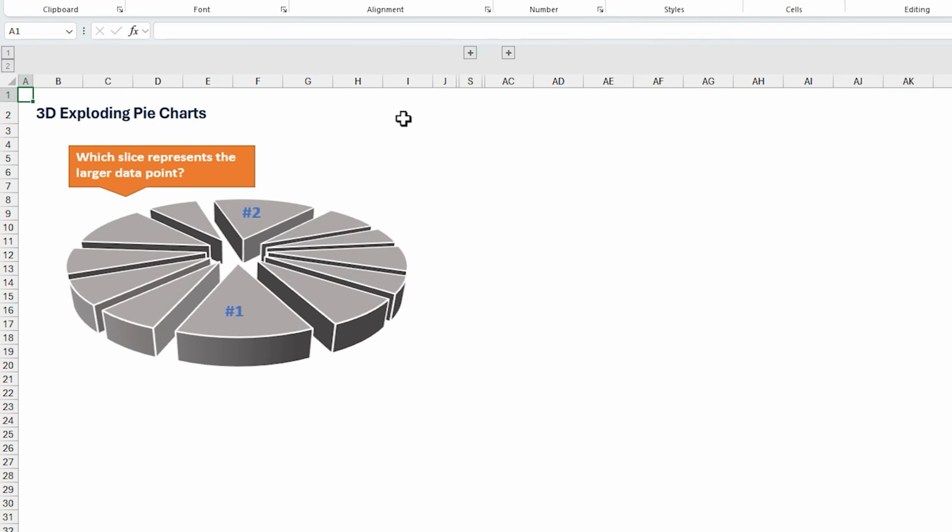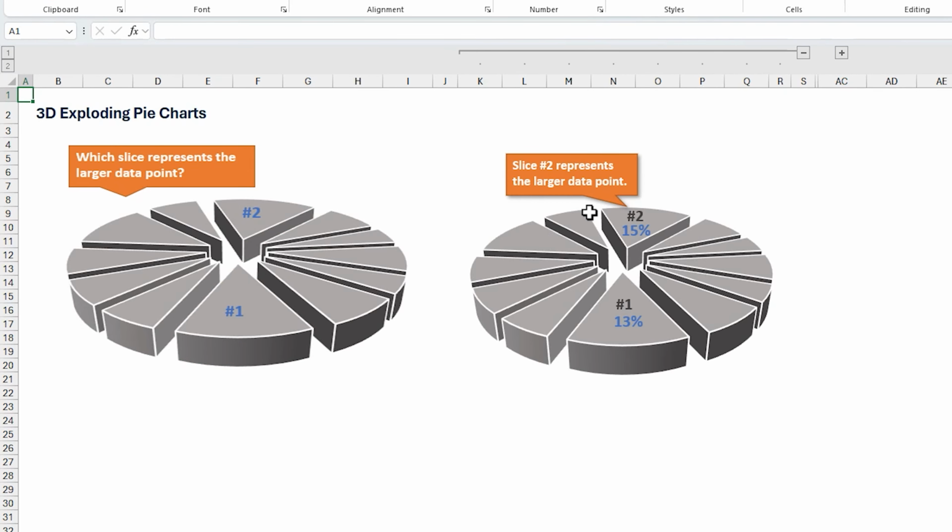And to emphasize this point, I have a question for you. Which slice represents the larger data point? Is it slice number 1 or slice number 2? Well, if you said slice number 2, you're actually correct. It represents 15%, where slice number 1 represents 13%.